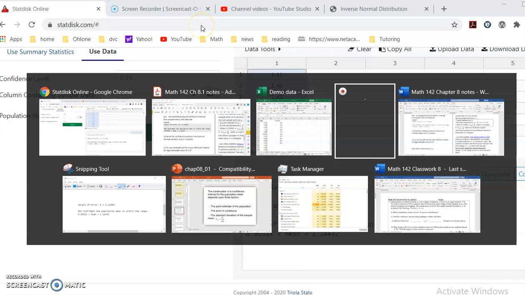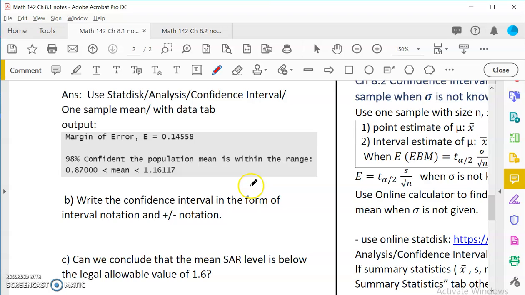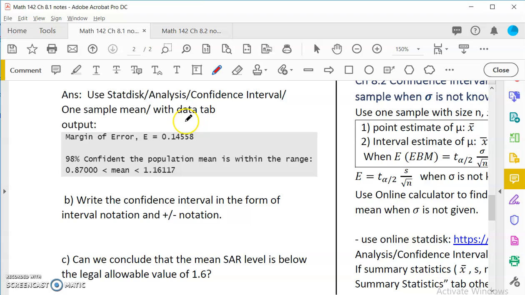So it should be another one. I think I should overlay it. Oh, where is it? It should be this one, 0.121, yeah. So let me just change it. When I publish the notes, it should be the updated one. Okay, 0.121. This is 0.903. So these are radiation levels, so they should be low. And this is 1.144. Right? Using data, use the data tab.